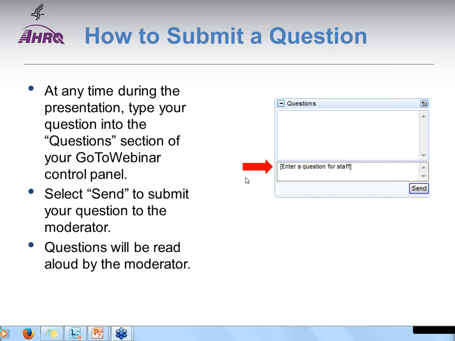So for that reason, we looked for ways to identify practices that were already Stage 1 meaningful users, so they had attested to Stage 1 meaningful use, and that had implemented care coordination. As a marker for that, we selected practices that had received recognition as a patient-centered medical home.